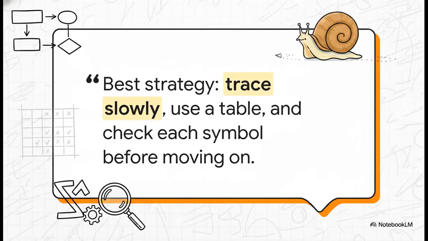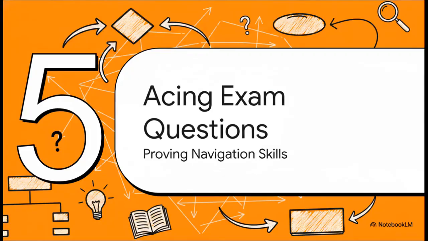To dodge those traps, I want you to burn this specific quote into your memory. Best strategy, trace slowly, use a table, and check each symbol before moving on. This is the ultimate golden rule of tracing. It perfectly captures the methodical, super careful nature of the skill. Remember, speed is the absolute enemy of accuracy when you are simulating a machine. Take your time.